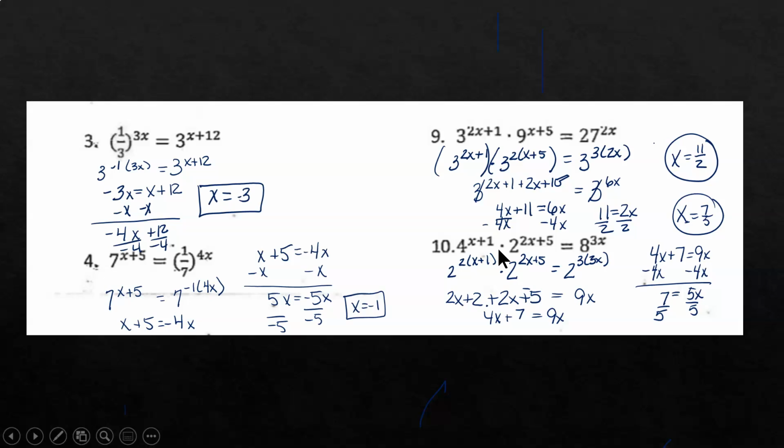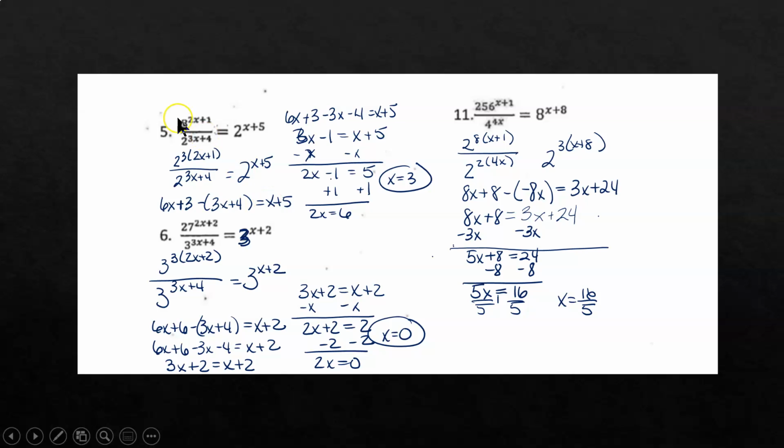Remember, when you're multiplying exponents, you're adding them. So remember, these are exponents we're dealing with after you cancel out the base, so you've got to follow the rules for exponents. Number 5, we're dividing, so we're going to find the same base and we're going to subtract. I made everything into a base of 2, so I have 6x plus 3 minus, and this has to go in parentheses, the quantity of 3x plus 4 equals x plus 5. When you solve, you get 3.